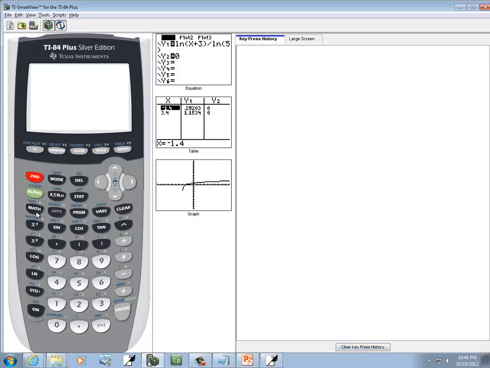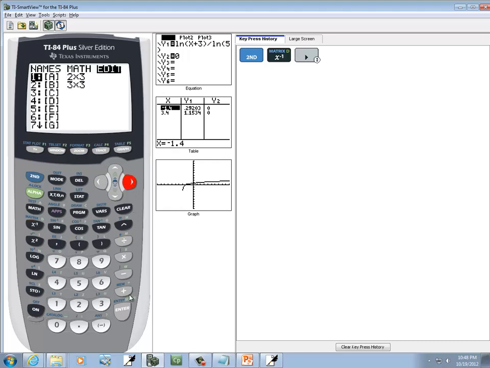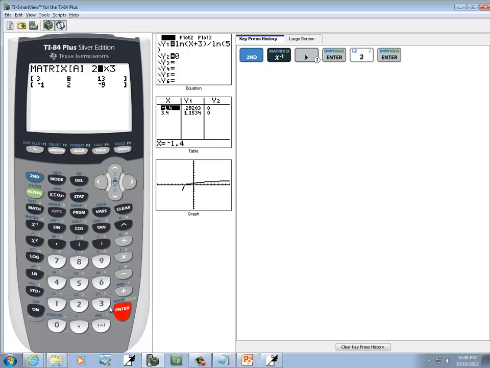So we're going to go into second, x and negative 1 to get in our matrix. Again, if you have a TI-83, you have a matrix button. I'm going to right arrow over to edit, do enter on A. It's a 2 by 3 again, so I do 2 enter, 3 enter.